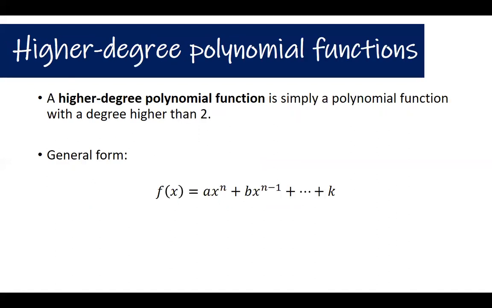So a higher degree polynomial function is simply just a polynomial function that has a degree higher than 2. So far we've talked about the degree of 1, where we have a linear term, I suppose. We have the quadratic function, where we had a term that was x squared. And today we're going to talk about things that are higher than x squared. So in general, we can write it in descending order. So it's ax to the n plus bx to the n minus 1 plus all the way down to our constant term. So this could be 3x to the 5th plus 2x to the 4th plus something x to the 3rd and so on all the way down.